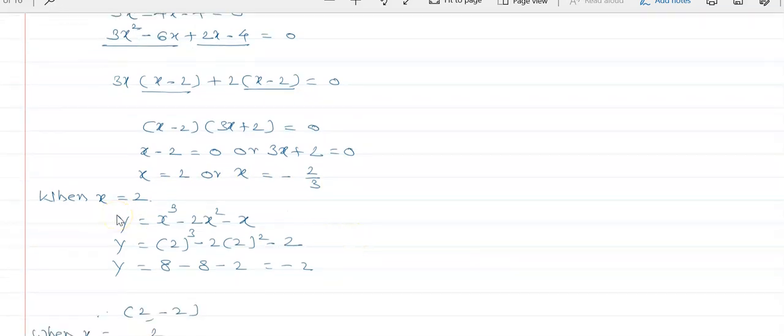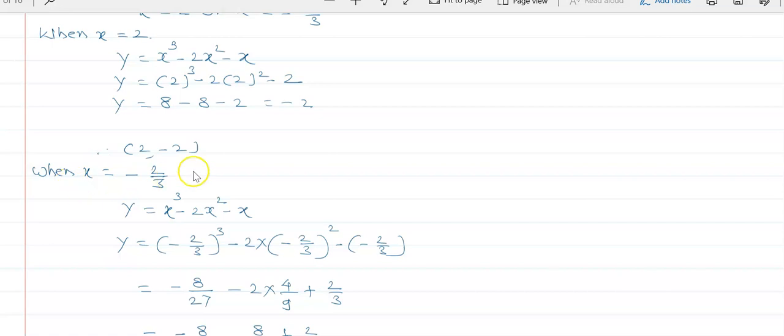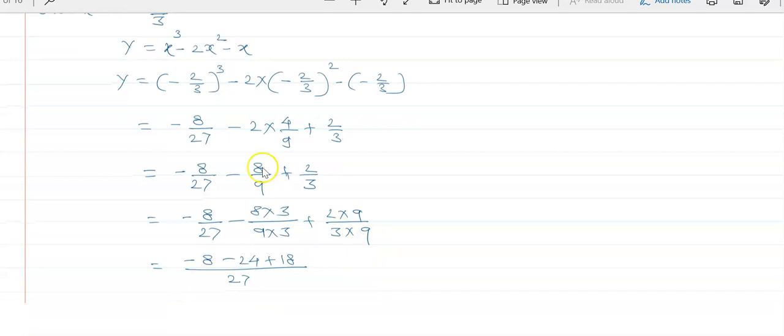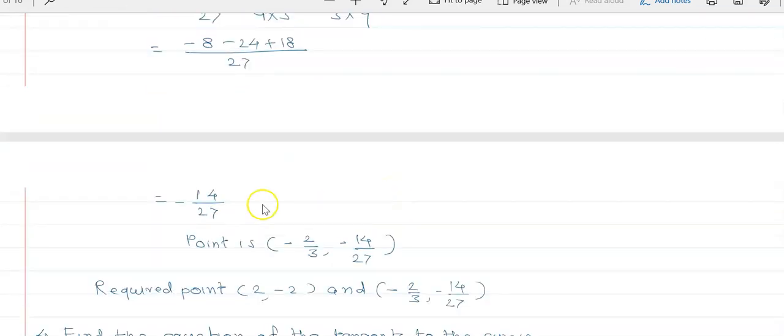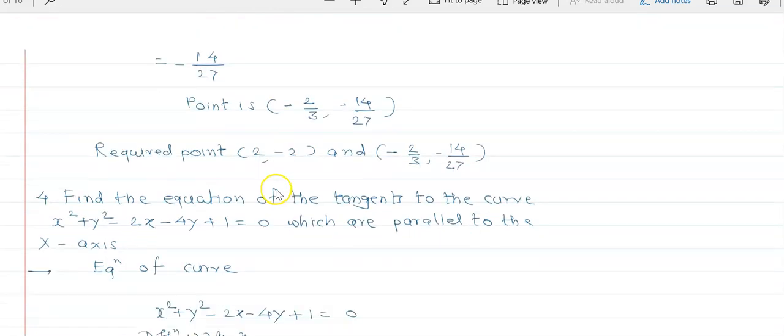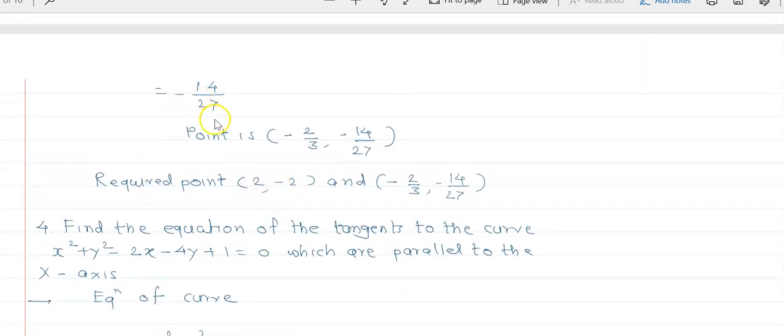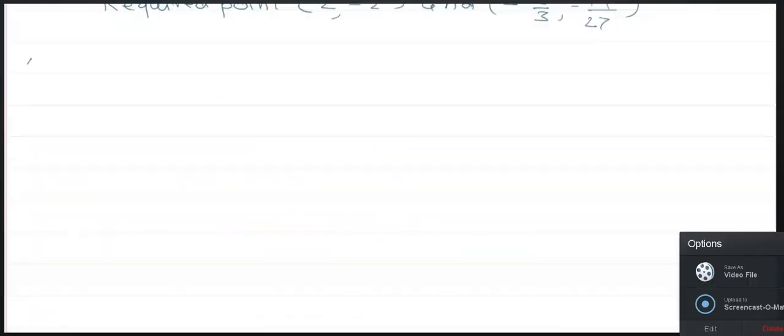When x = 2, substitute x = 2 here, then you will get y = minus 2. And when x = minus 2 upon 3, substitute here minus 2 by 3. After the simplification, you will get the value of y = minus 14 upon 27. Therefore, the required point is (-2/3, -14/27). And hence the two points are (2, -2) and (-2/3, -14/27). Let's do this next.